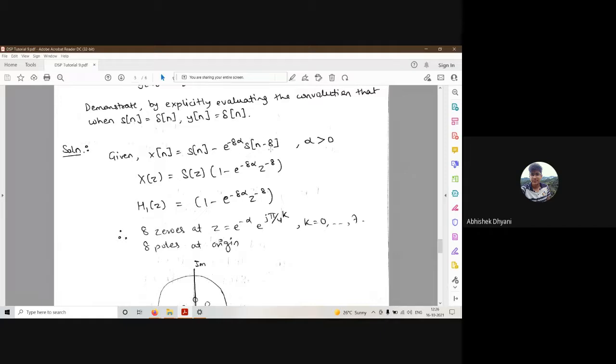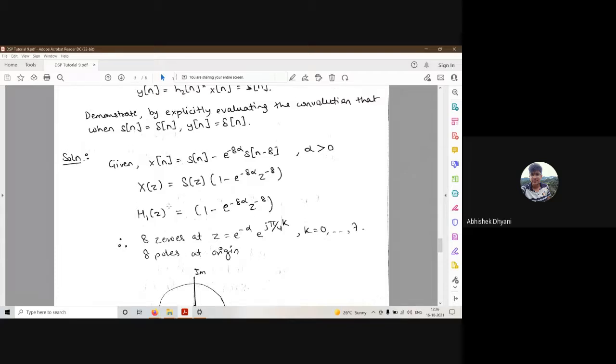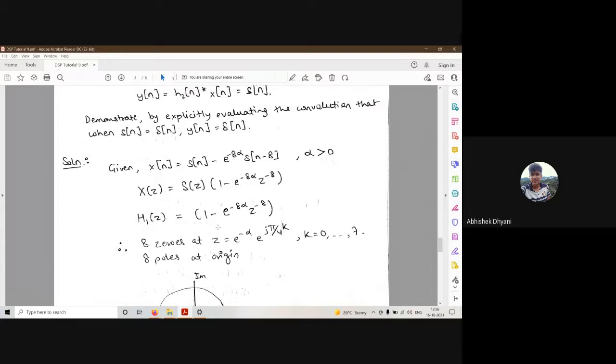because of this n minus 8, we will have a delay term which is z raised to the power minus 8, a delay of 8 time steps, right? Now I have to find out H(z), which is the output by input. So the output is X(z) and the input is S(z). So I can take S(z) on the left side and I will get this h1(z), which is basically this part.